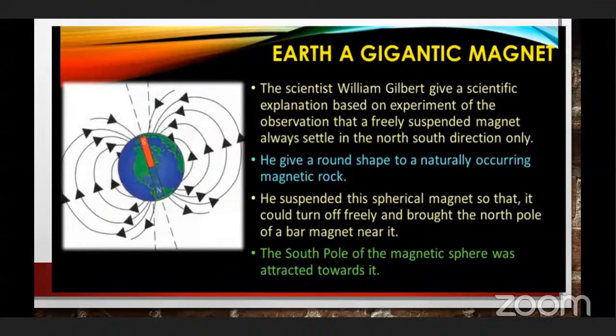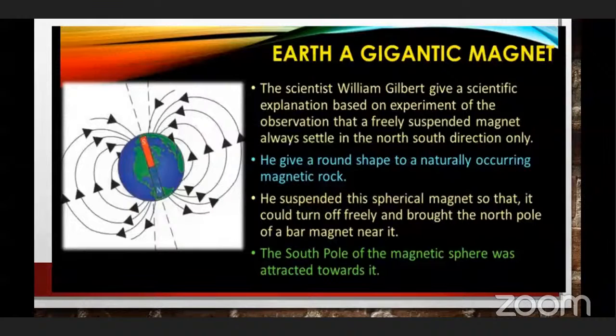Now, why does a freely suspended magnet always settle in the north-south direction? It is because of this Earth's magnetism. Earth is a huge magnet, and because of this, the freely suspended magnet always settles in the north-south direction. And this is proved by the scientist William Gilbert. He gave a scientific explanation based on an experiment, an observation that a freely suspended magnet always settles in the north-south direction only.